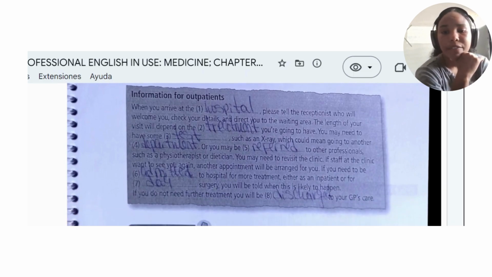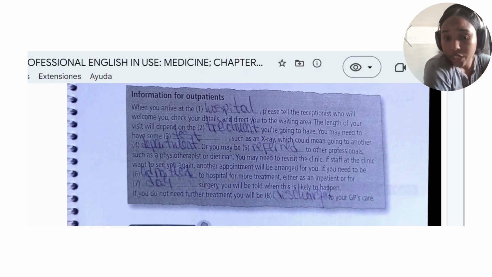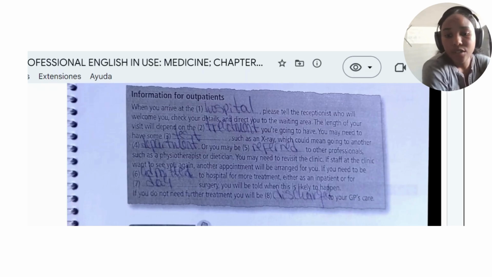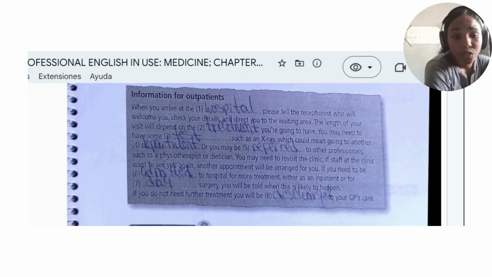Complete the extract from an information leaflet for patients. Information for all patients. When you arrive at the hospital, please tell the receptionist, who will welcome you, check your details and direct you to the waiting area. The length of your visit will depend on the treatment you're going to have. You may need to have some tests, such as an X-ray, which could mean going to another department, or you may be referred to other professionals, such as a physiotherapist or dietitian.